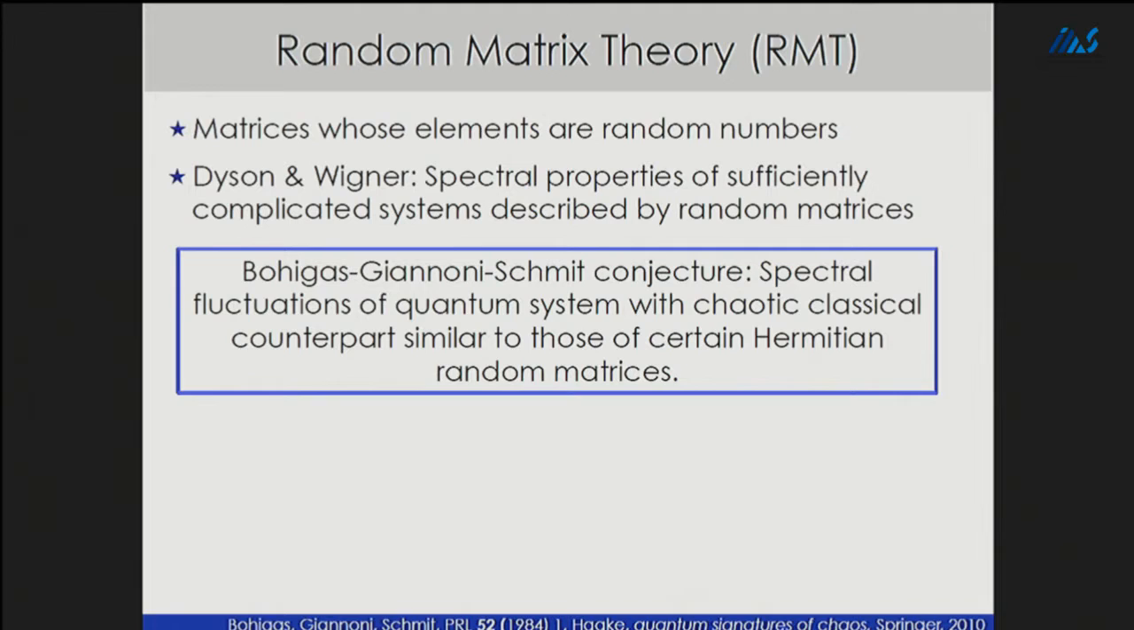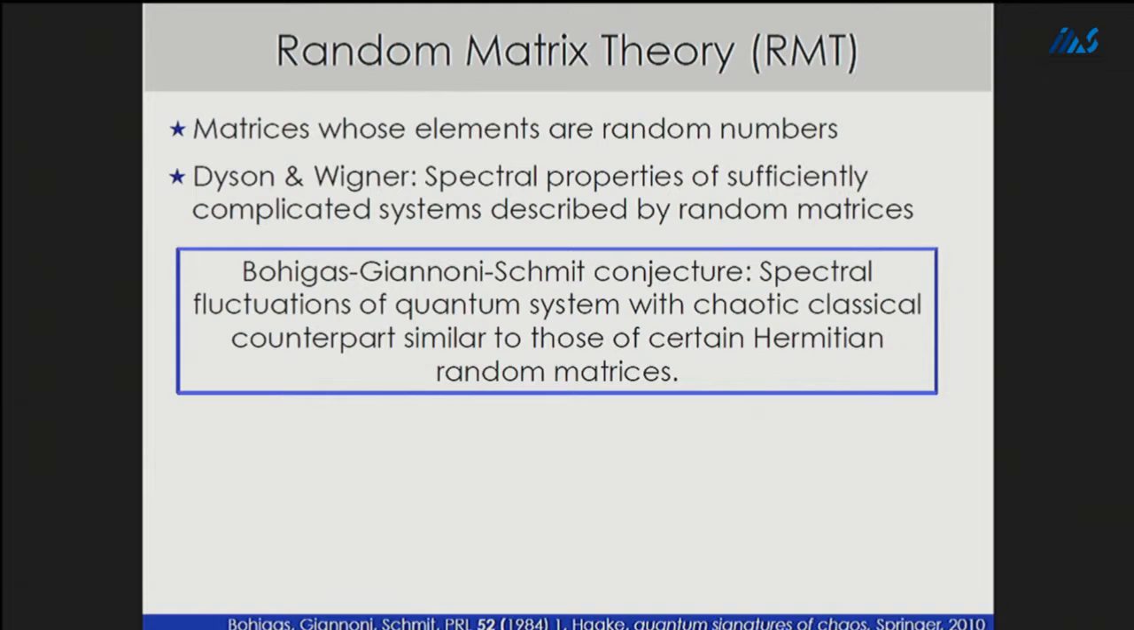So the idea, and many of you will have heard about that, is that if you have a quantum system whose classical counterpart is chaotic, then we often expect that the spectral fluctuations, for example, the mean distances between eigenvalues, behave similar to certain random matrix models. And these random matrix models will have to be Hermitian. There are counterexamples. There are some systems for which that is not true, and there are some systems which are integrable and still have these other statistics. But on the whole, there seems to be a very strong link between classical chaos and the quantum system having spectral features which look like random matrices.